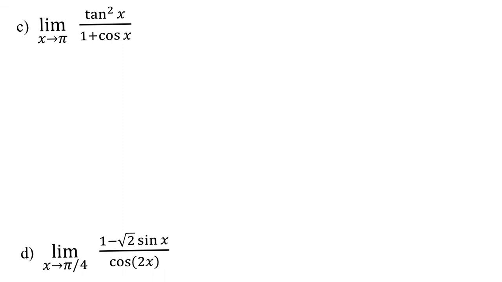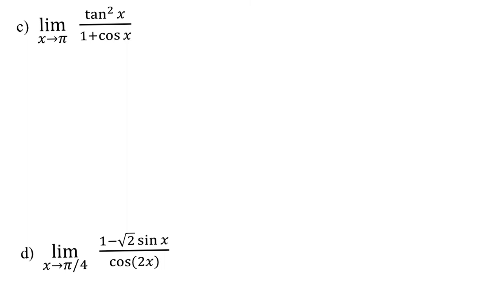Okay, let's look at C. What do we have? The limit as x approaches pi of tangent squared x over 1 plus cosine x. The tangent of pi is 0. Cosine of pi is -1, so 1 plus -1 is 0. So I am going to get an indeterminate limit here. So I'm going to have to do some work.